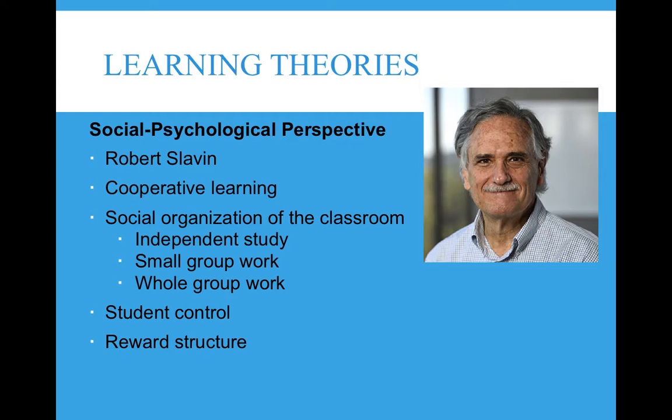Now, Robert Slavin, you'll see him pictured here, believes that cooperative learning is much more effective for learning than competitive type learning or very individualistic learning. And he developed a set of techniques that can include small group collaboration, rewards based on a group achievement, and then instruction with the learner more in control. And all of that falls in line with this perspective or this theory.